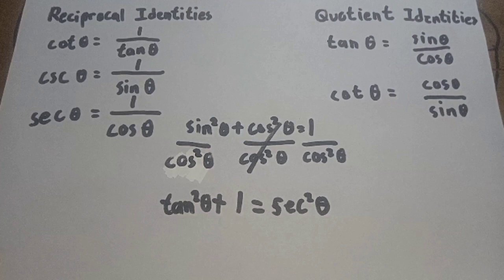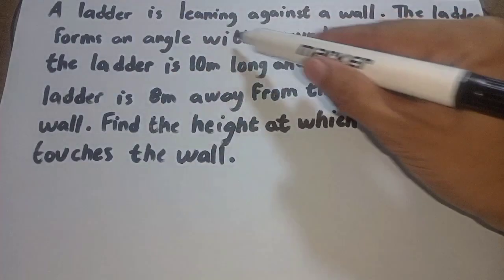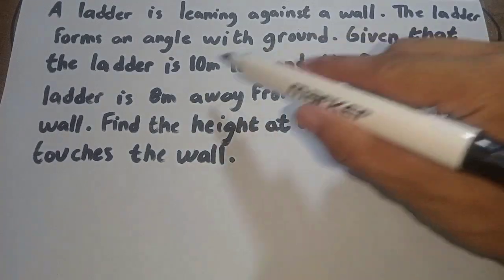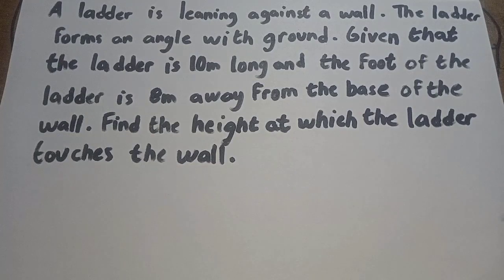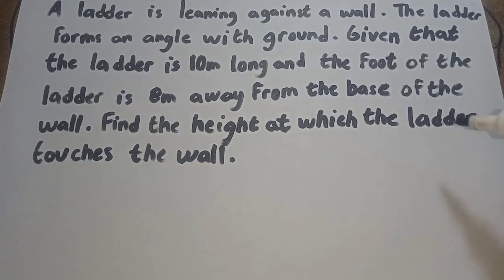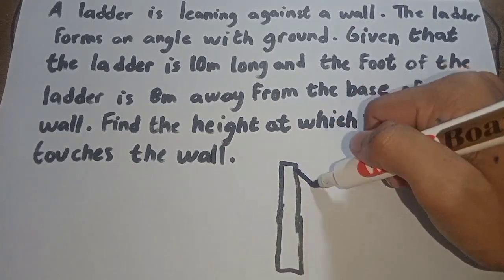Now let's see an example of how we can use these identities in a real-world problem. A ladder is leaning against a wall. The ladder forms an angle with the ground. Given that the ladder is 10 meters long and the foot of the ladder is 8 meters away from the base of the wall, find the height at which the ladder touches the wall. So let's illustrate first.